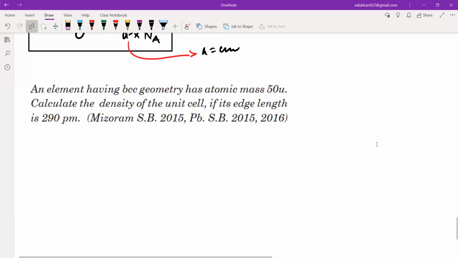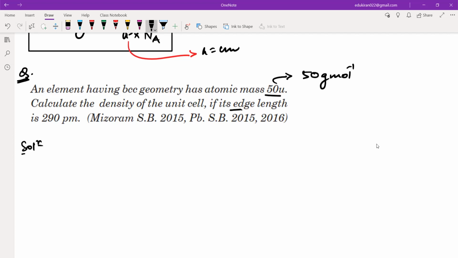Write this question, a basic formula based question you have. An element having BCC geometry has atomic mass of 50 U. So what you will do, you will convert this to 50 grams per mole. You don't need the mass of an atom, you need the molar mass, so 50 grams per mole. Calculate the density of unit cell if the edge length is 290 picometers.